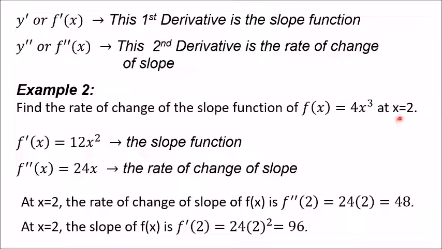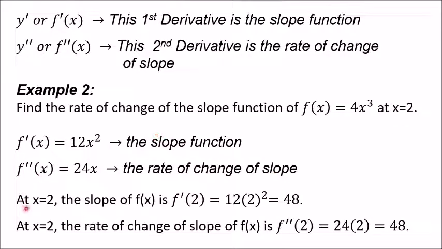So, dahil given yung value ng x, when the value of x is 2, then the slope of the function is f prime of 2. Substitute lang natin yung 2 dito sa slope function na first derivative, which is 12x squared. So, f prime of 2 is 12 times 2 squared. 2 squared is 4 times 12 is 48. So, the slope is 48 when x equals 2.